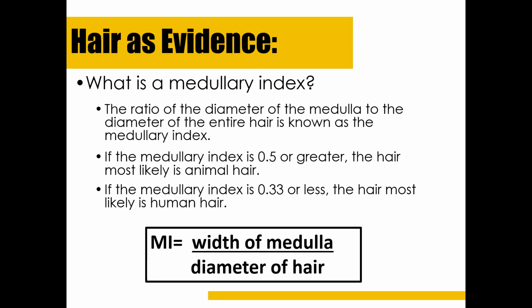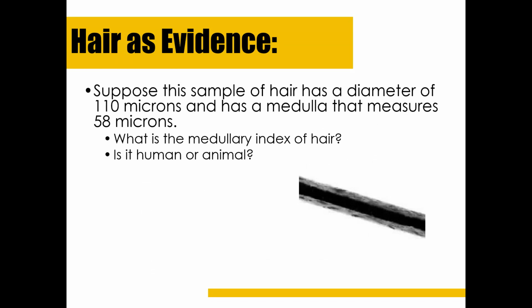So what I want you to be able to do is first determine the medullary index using the formula on the screen. So width of the medulla divided by the diameter of the entire hair shaft. And then once you find your answer, I want you to use that to determine if the hair is animal or human hair. All right, so let's practice. So suppose this sample of hair has a diameter of 110 microns and has a medulla that measures 58 microns. And then I ask you what's the medullary index of the hair, so that's where your formula comes in. And then you're going to use your answer to determine if the hair is human hair or animal hair.